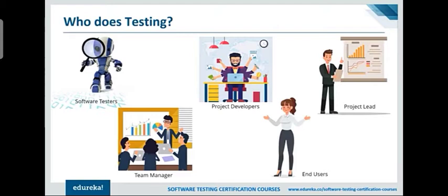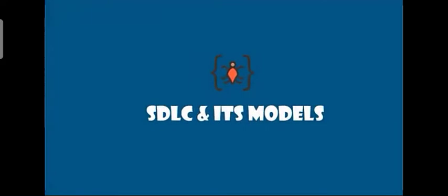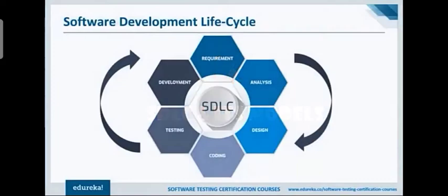Having understood this, let's see what is software development life cycle. Software development life cycle is a process used by the software industry to design, develop, and test high quality software. SDLC, that is software development life cycle, aims to produce a high quality software that meets or exceeds customer expectations, reaches completion within time and cost estimates. As you can see here, it involves many phases, and let me explain each of these phases.